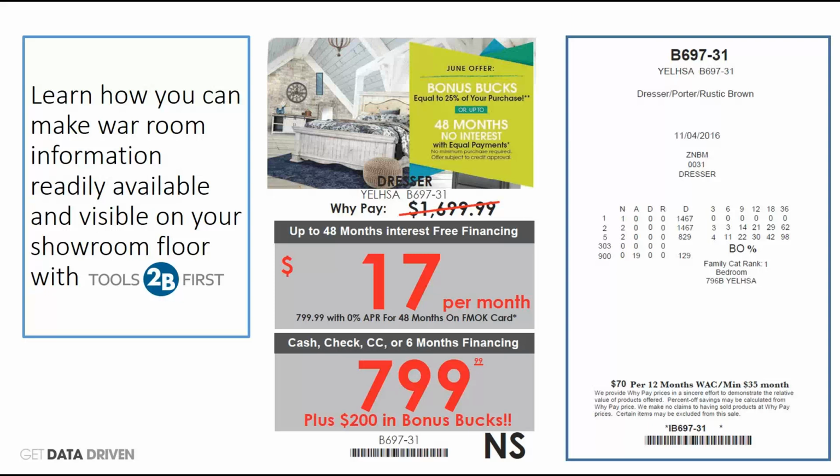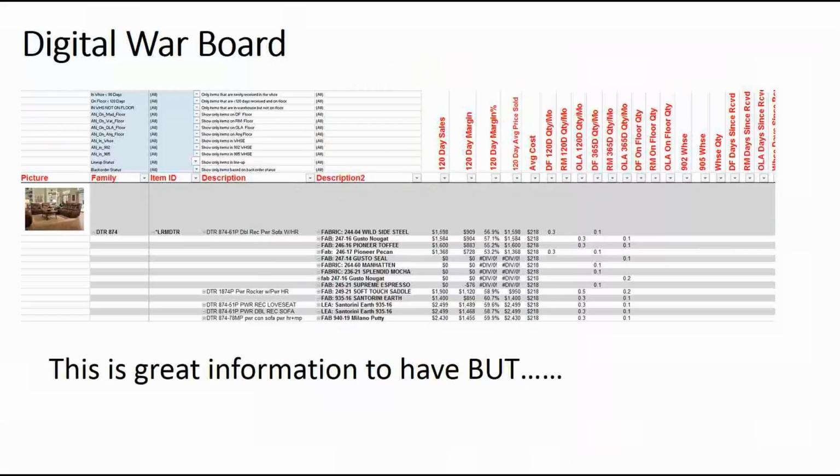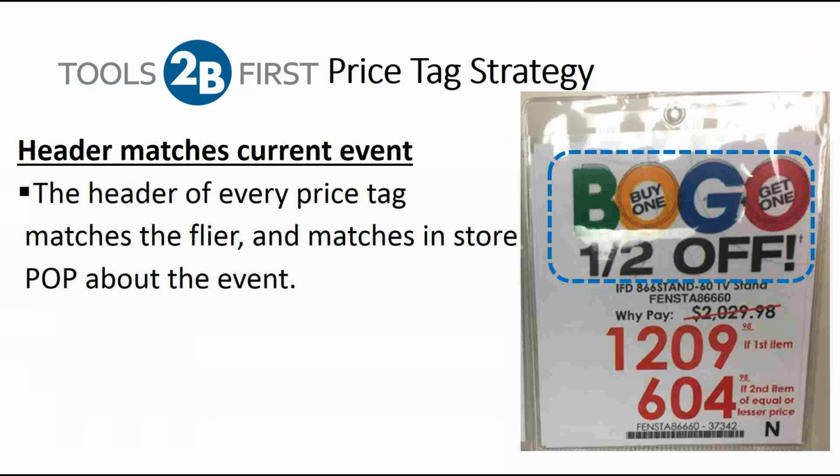And so the idea is that... It's a little hard to see there, but that's actually an 8.5 by 11 folded in half. So all the information on the front is there, and the back of the tag has basically your war room information.